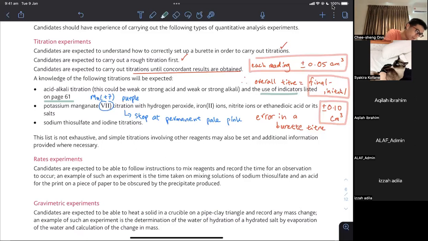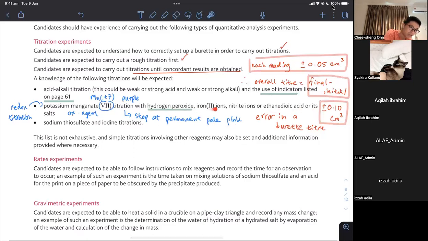Okay. With hydrogen peroxide, shouldn't be that tricky. They are just different reducing agents because this is the oxidizing agent. So this is what we call redox titration. So there's acid-base titration. There's also redox titration, which is between oxidizing agent and reducing agent.